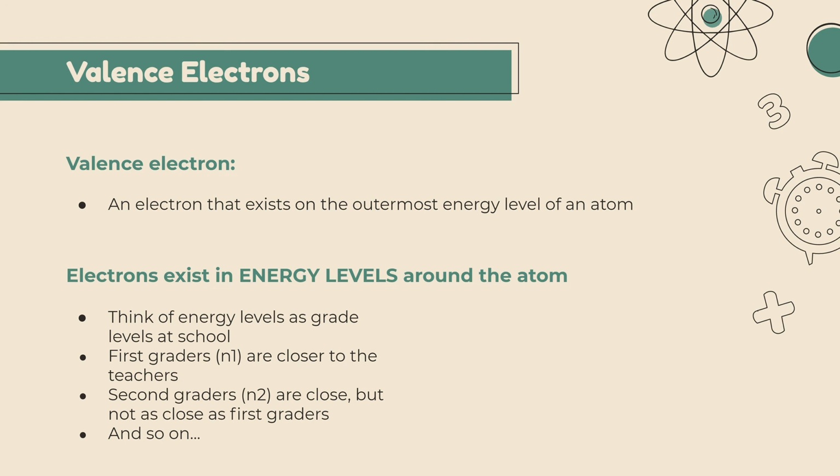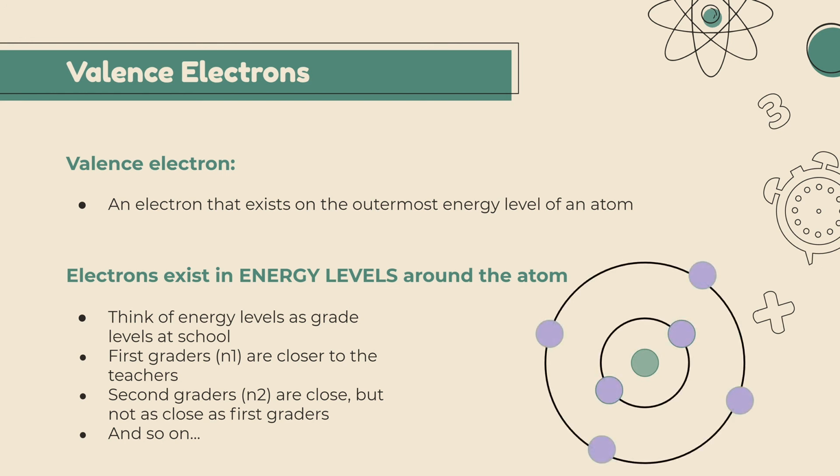To better help visualize these levels, think of them like grade levels at a school, where first graders, shown as the first level or N1 in the drawing, are very close to the teacher, the positively charged nucleus. Second graders, while still close, are a little further away and growing less attached to their teacher. This pattern continues for each of the following levels, 3, 4, 5, and so on.